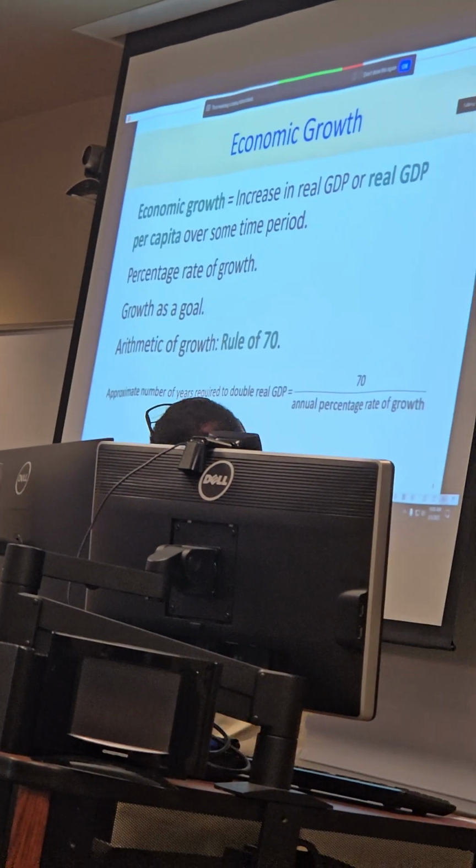So economic growth can be measured in two ways. One is using real GDP, and the other is real GDP per person, also called per capita real GDP, right? And we say economic growth is simply a percentage change. You know how to calculate a percentage change: this period minus last period, divided by last period, times 100.